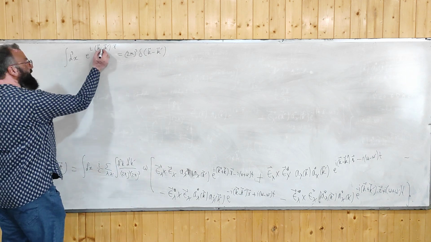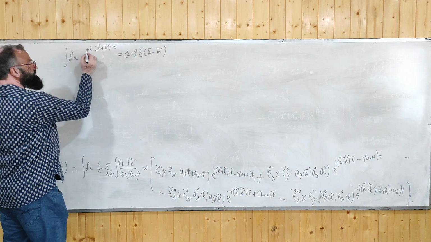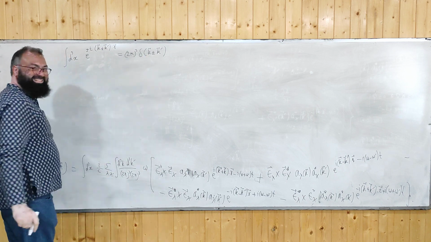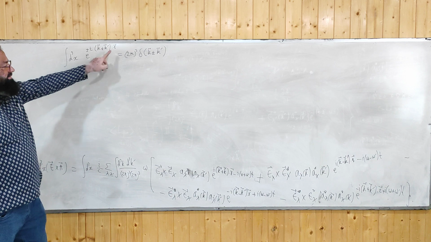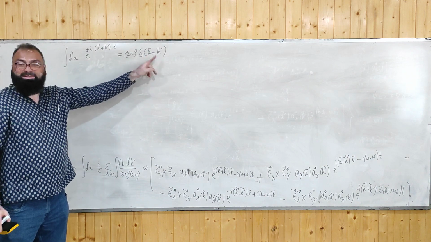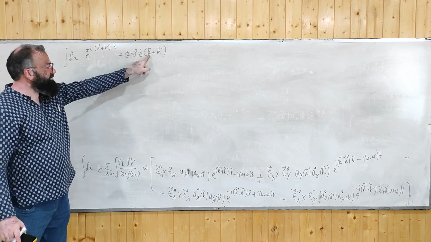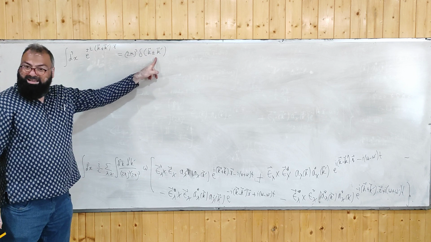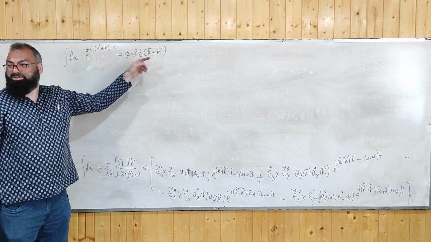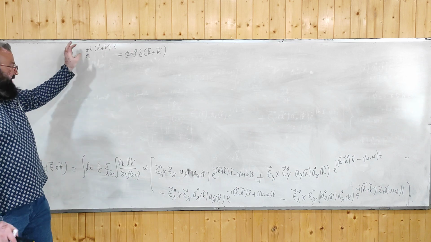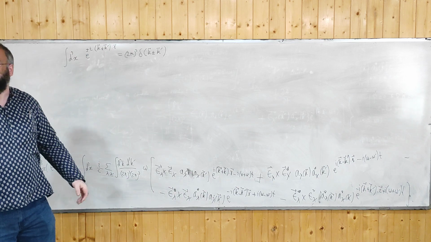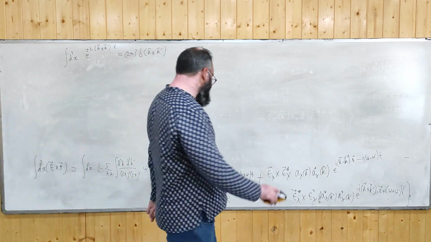If I put a plus minus here, you put a plus minus here. What I mean by that: if you have k plus k prime, it will be k plus k prime. If you have k minus k prime, it will be k minus k prime. So this is the formula of a delta function. It is the Fourier space representation of the delta function. Okay? Clear?